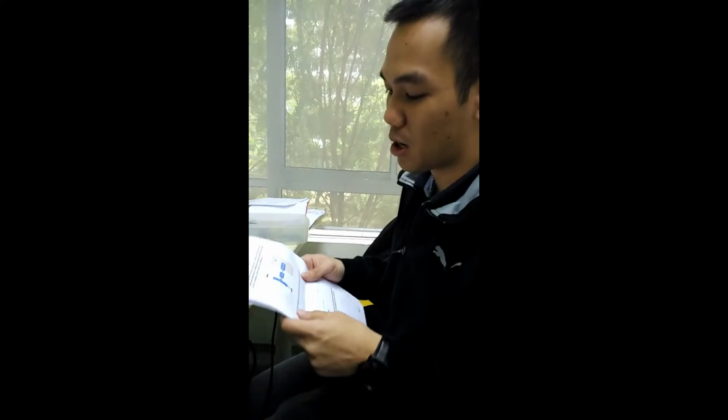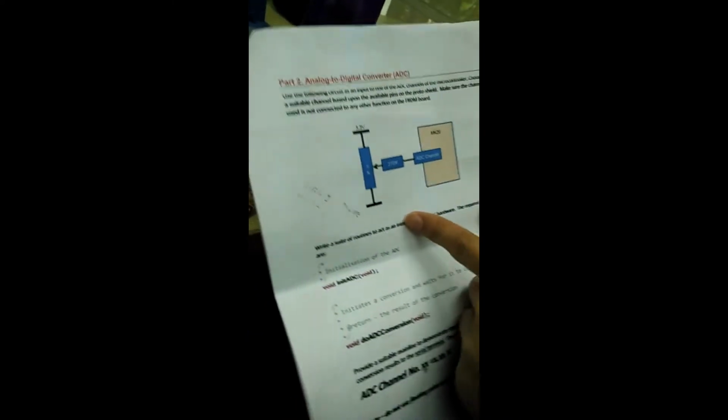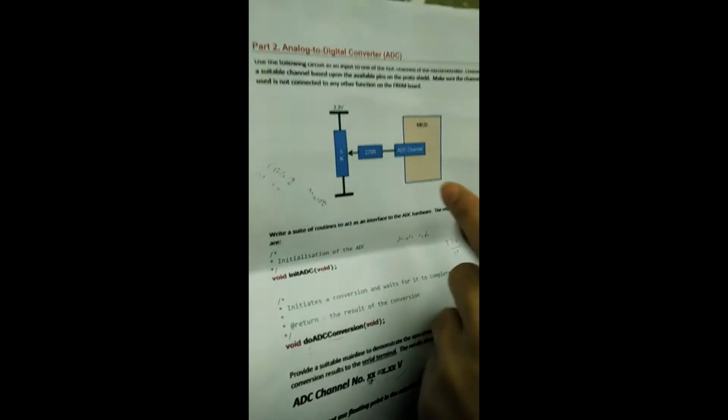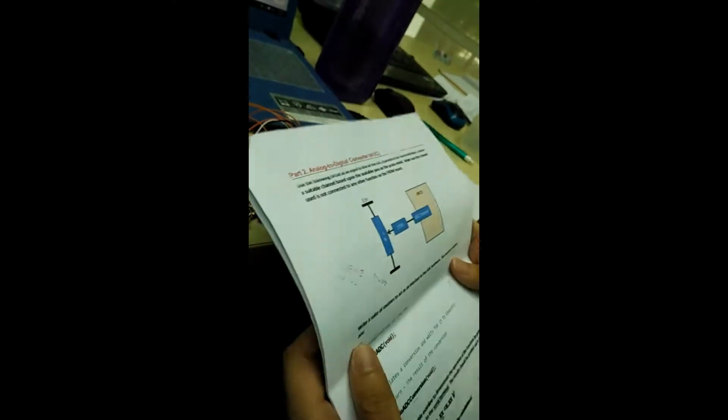Hi, I'm Ryan. So today I'm going to present our Lab 3 Part 2. Basically this is a block diagram for the ADC channel. This is section 1 and section 2 over here. Section 1 is to measure the voltage level. This is a delay function, followed by initialize ADC.